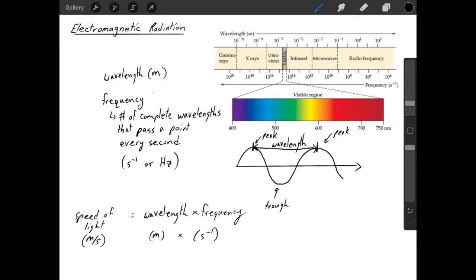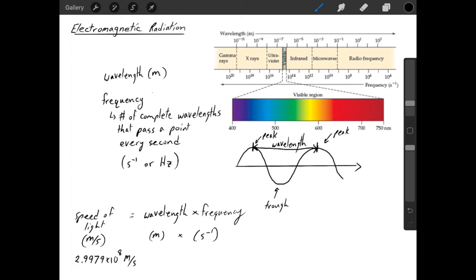And the interesting thing about electromagnetic radiation is that the speed of all electromagnetic radiation is the same. Doesn't matter if it's visible light or if it's infrared or radio waves, the speed of that electromagnetic radiation is always going to be the same. And that's very close to 3 times 10 to the 8 meters per second. And a little bit of a caveat here, this speed of light is only true in a vacuum. If the light is moving through air or water or whatever, it varies a little bit.